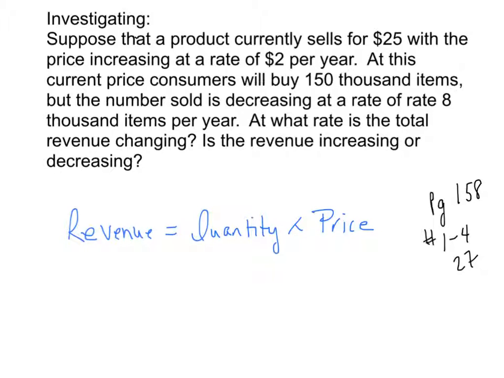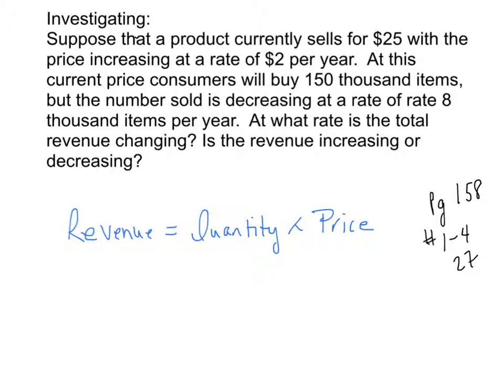So this is the problem I was looking at. This is how you actually use the derivative with the product rule in business. I really like the application that this shows us. Suppose that a product currently sells for $25 with the price increasing at a rate of $2. At this current price consumers are going to buy 150,000 items, but the number sold is decreasing at a rate of 8,000 per year. We want to know two things: at what rate is the total revenue changing, and is the revenue increasing or decreasing?